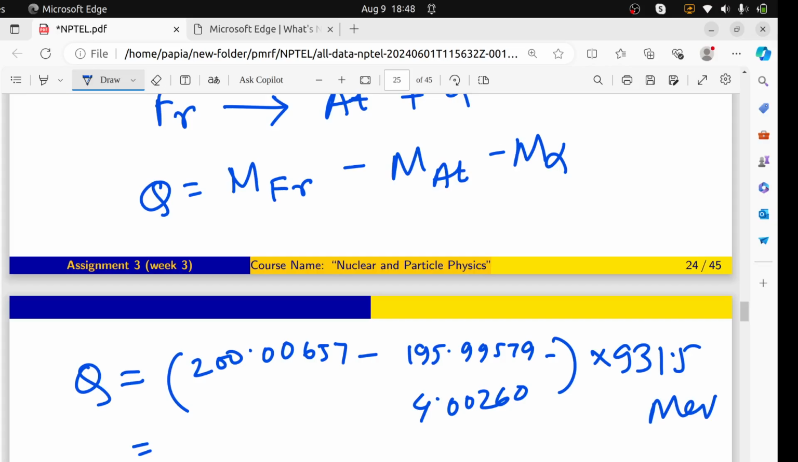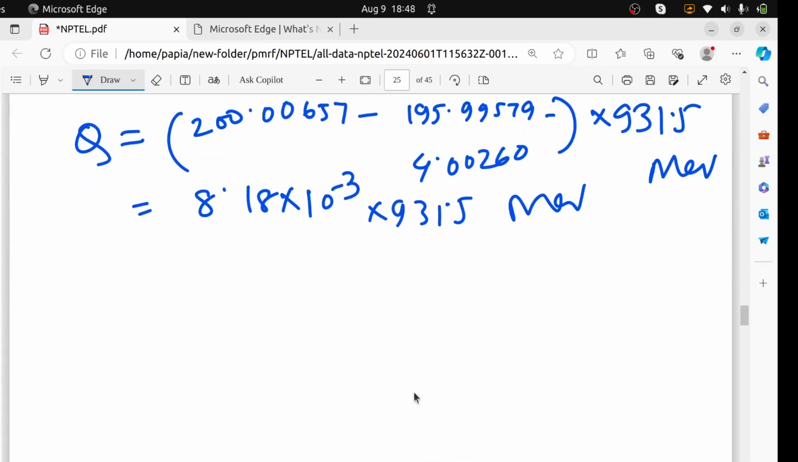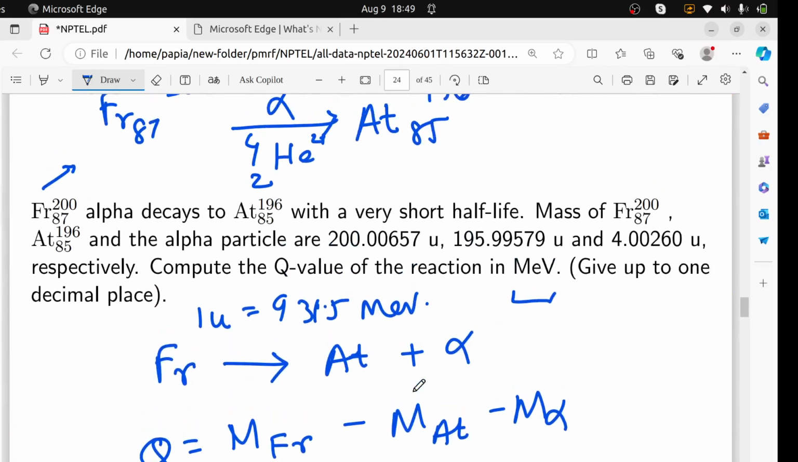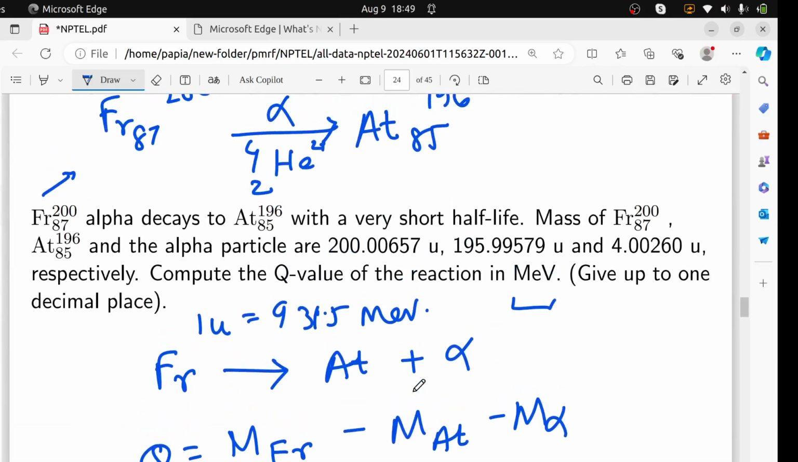So let me calculate here: 200.00657 minus 195.99579 minus 4.00260. Okay, that is 8.18 into 10 to the power minus 3, into 931.5 MeV. So that will be 7.61 MeV. Actually it is 9, so it is 7.62. So give up to 1 decimal place, that means 7.6 only.